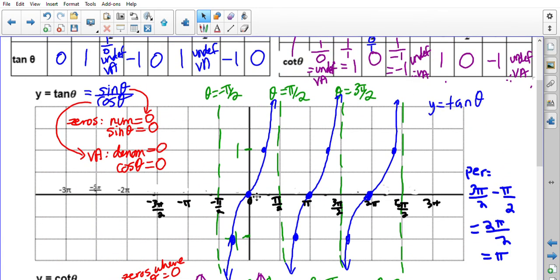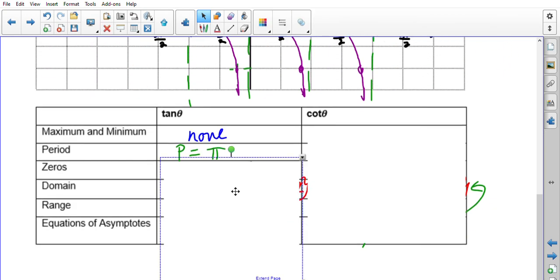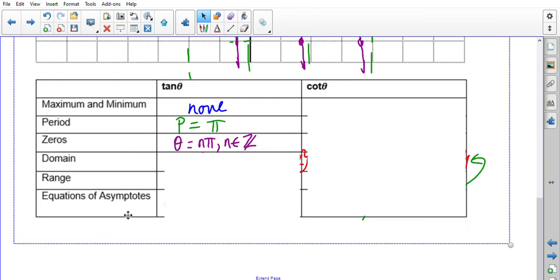How do we come up with an equation for the zeros? So the zeros are going to be 0, pi, 2 pi. So it's going to be all integer multiples of pi. We know how to do that from the sine function. So the zeros are at n pi, where n is an element of integers.